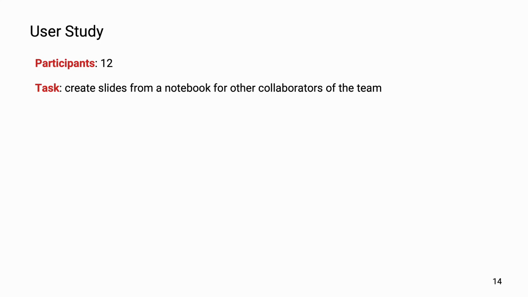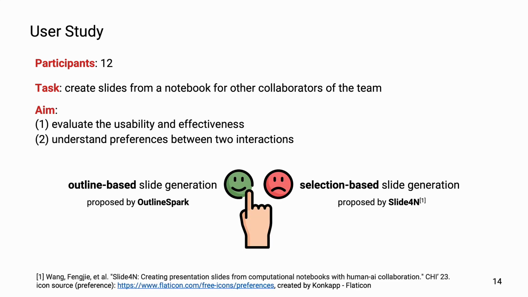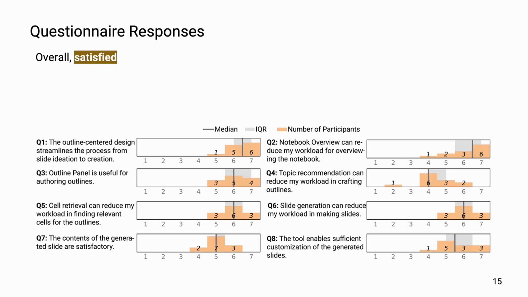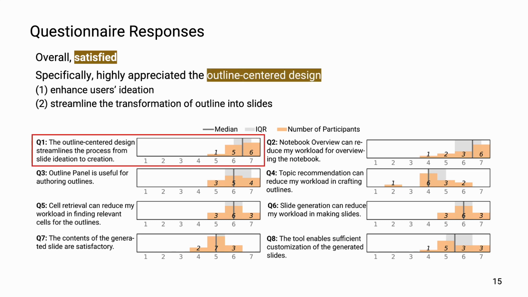We conducted a user study with 12 participants. We tasked them to create several slides from a notebook. By doing so, we aimed to evaluate the usability and effectiveness of OutlineSpark and understand preferences between outline-based and selection-based slide generation, which were proposed by us and Slide4N. According to the questionnaire responses, we found that participants were overall satisfied with OutlineSpark, and they highly appreciated its outline-centered design for enhancing the slide ideation process and streamlining the transformation of outline to slides.